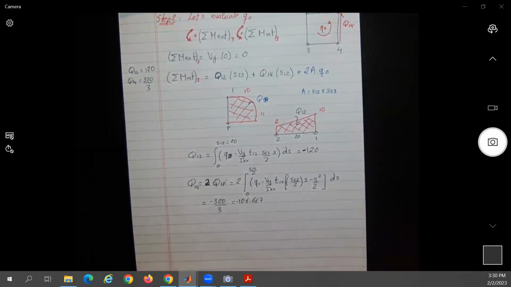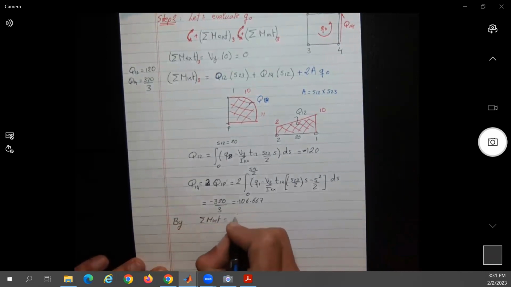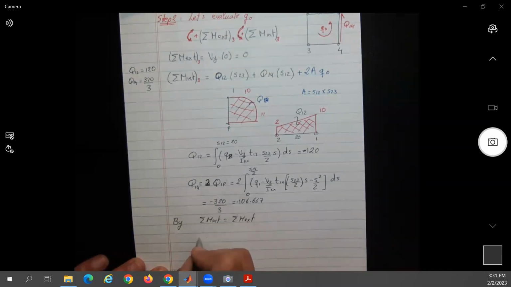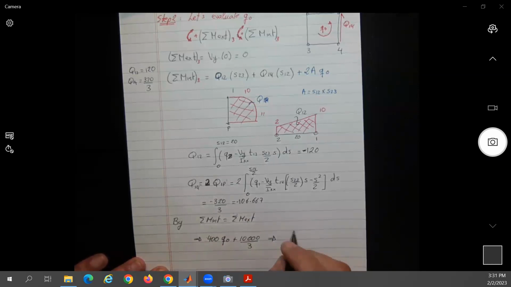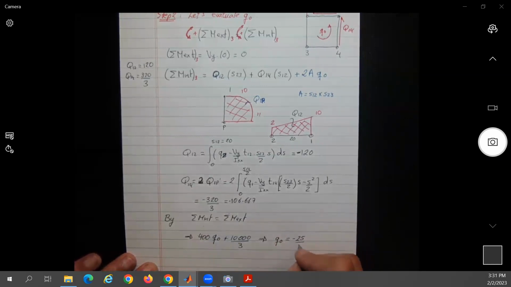Okay, so all this stuff over here is going to give, by doing summation of internal equal to external, this is going to give us the equation 400 Q sub naught plus 10,000 divided by 3. So this is going to give you that Q naught will be equal to minus 25 divided by 3, which is equal to minus 8.333. One last figure.